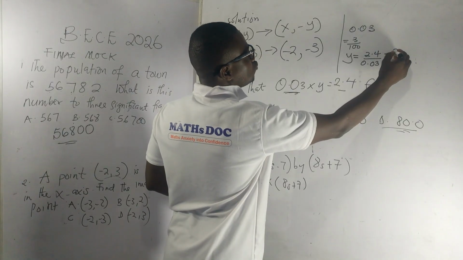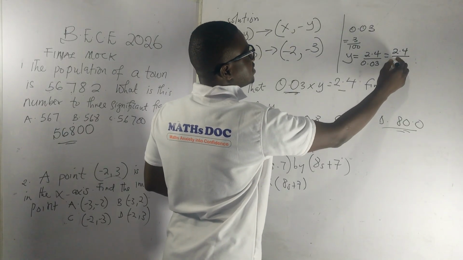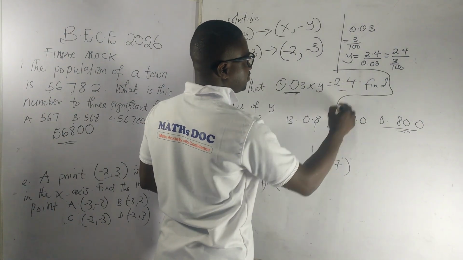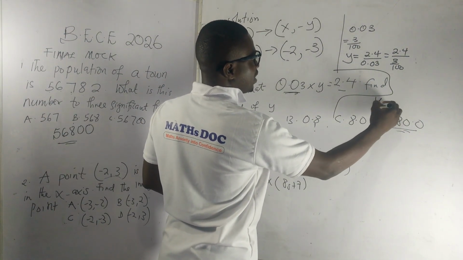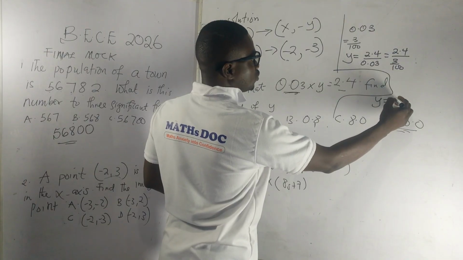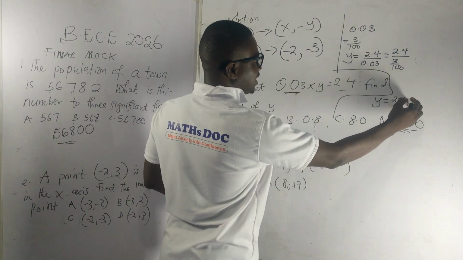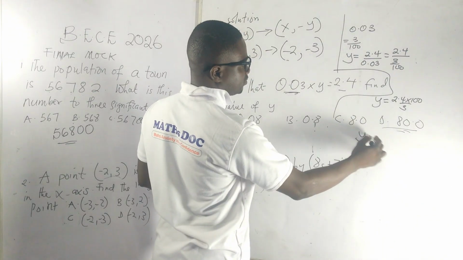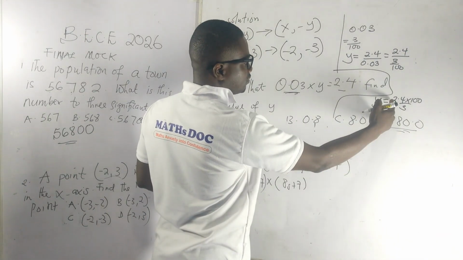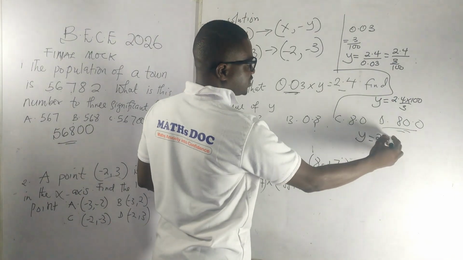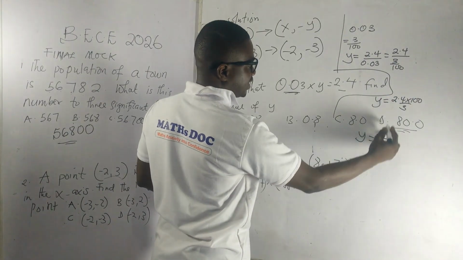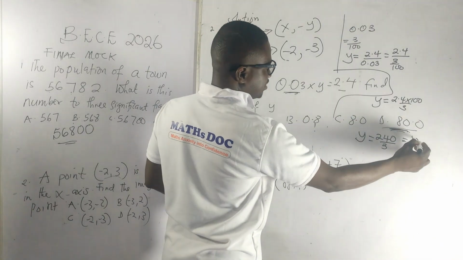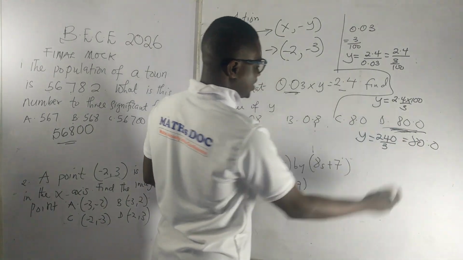So we have 2.4 over 3/100. And this is the same as, let's bring it down here, y is equal to 2.4 times 100 over 3. Bringing it down, we have 2.4 times 100 will give you 240 over 3, and that'll give you 80.0. So that is our answer.